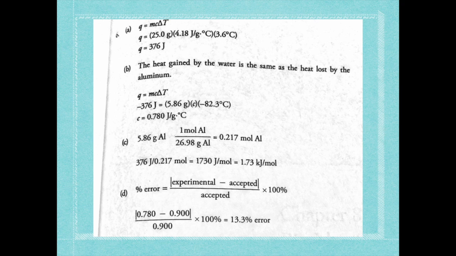Okay. For D, it says if the accepted specific heat of aluminum is 0.9, calculate the percent error. Remember, percent error is experimental minus accepted, the absolute value of that, divided by your accepted. So experimentally you got 0.780. Subtract from that your accepted, divide by your accepted, and you get 13.3% error.